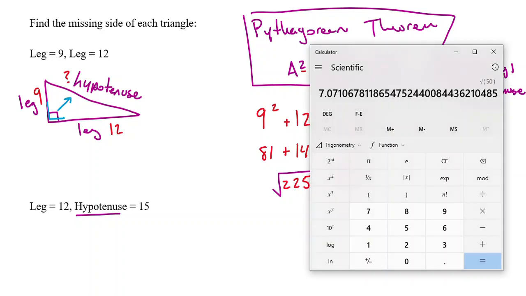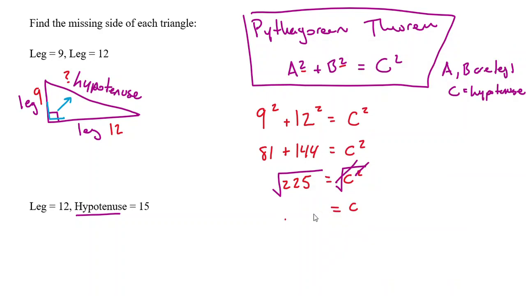We could get our list out, but our list was not long enough. I didn't go far enough. So I'm going to have to go on my calculator, 225, hit the second button, square root, and it's 15. So it turns out that if one leg of a right triangle is 9 and the other leg is 12, then the hypotenuse is 15. Sometimes we abbreviate hypotenuse with HYP. I highly recommend doing that.